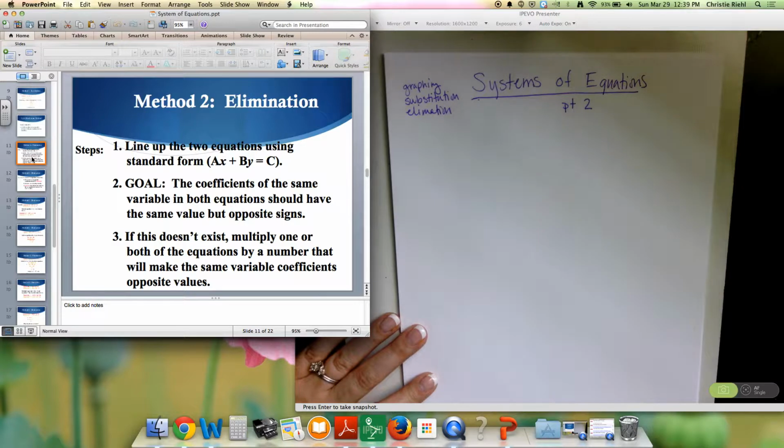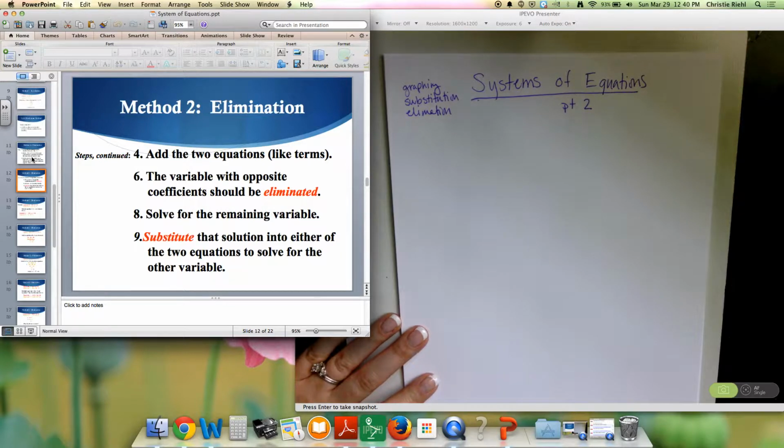When we want to use the elimination method, it's best to change everything into standard form. So that's where we have our x's plus our y's equals a constant number. Okay? The coefficients are those numbers that come before the x and y. And what's going to happen is we're going to add these up. So we're going to line them up and add them up, and I'll show you what that means.